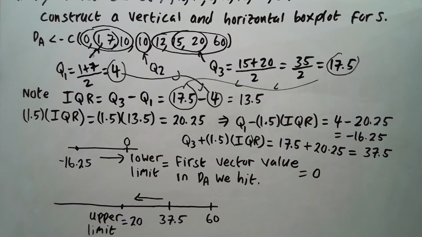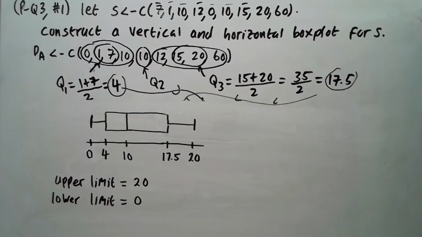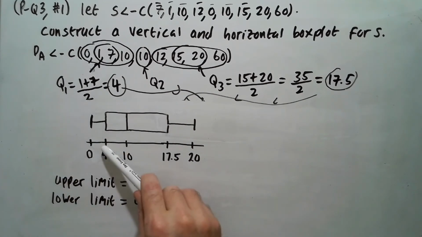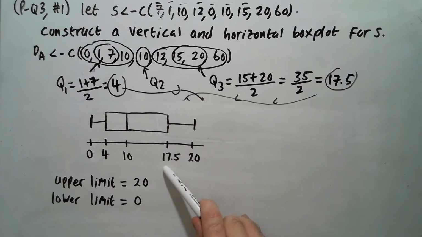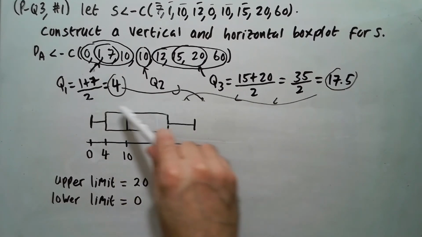So we found the lower limit and upper limit. Now I think we're ready to do the box plot. So let me erase a few things and we'll do the box plot. Okay, so I've drawn the box plot here. The 4 is our Q1, then our Q2, which is 10, and our Q3, which is 17.5. Then you draw a box like this.